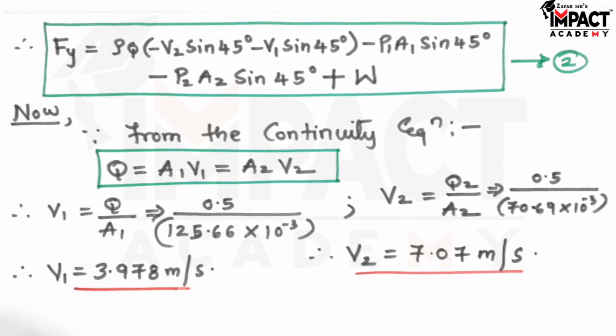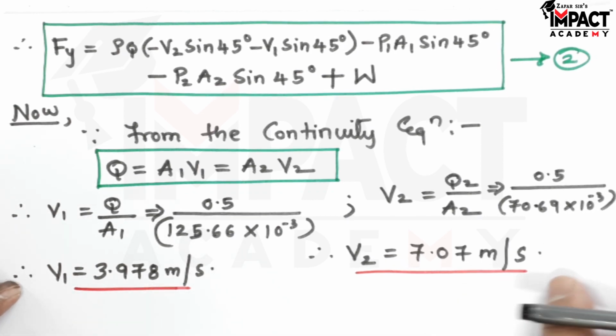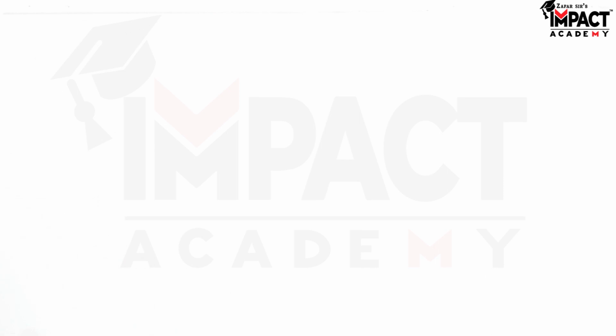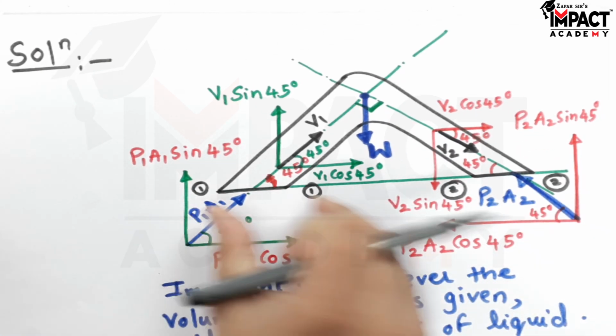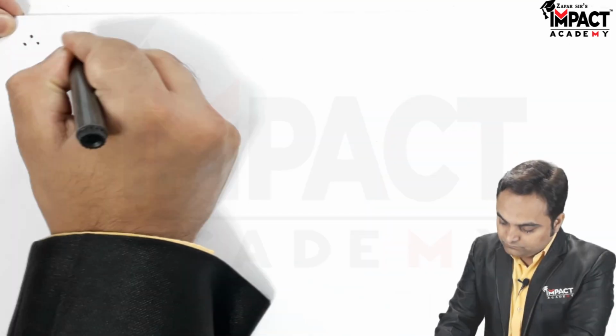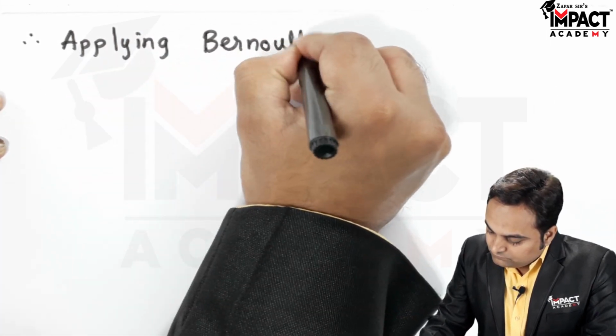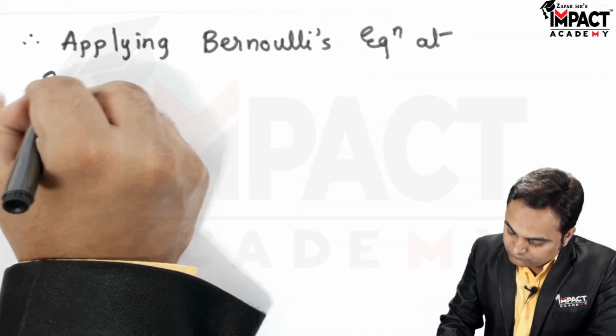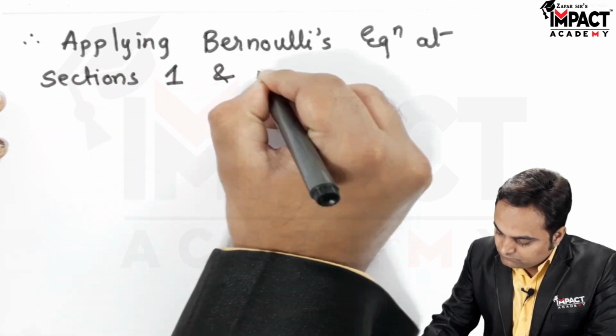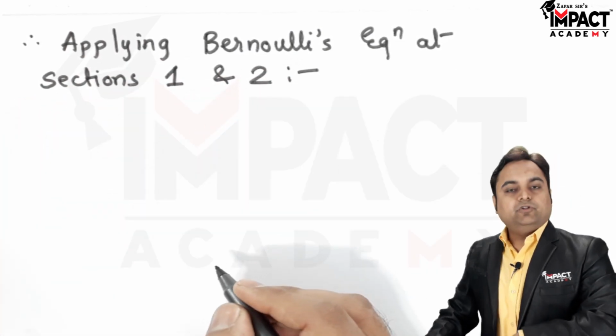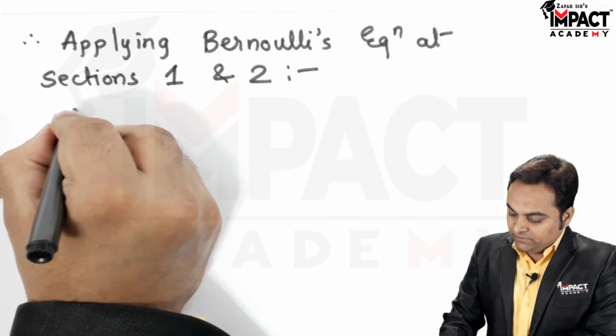Now after getting V1 and V2, the next thing is we have to find the value of pressure P2 because P1 is given. For that I would be using the Bernoulli's equation applying at section 1 and 2 of the pipeline, that is at section 1 and section 2. So therefore when we apply the Bernoulli's equation, it is written in this way.